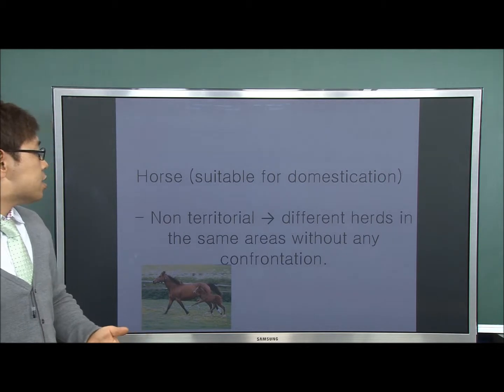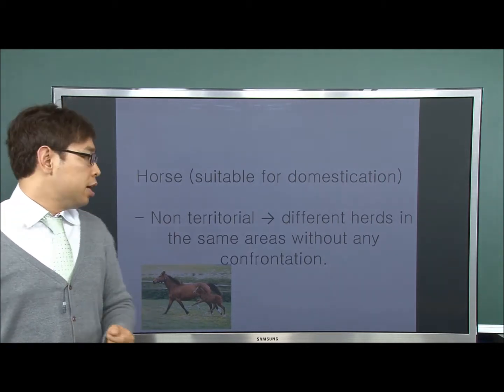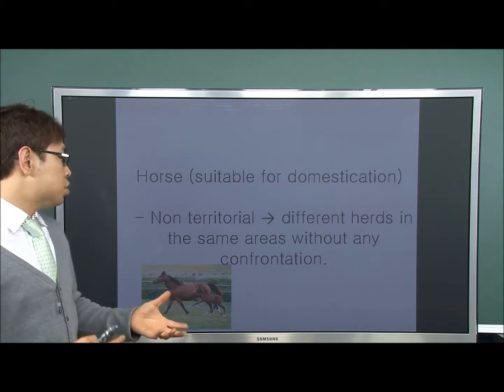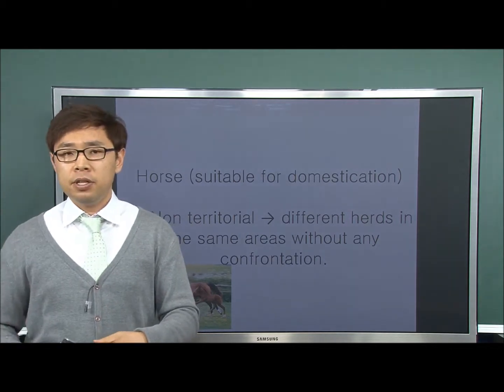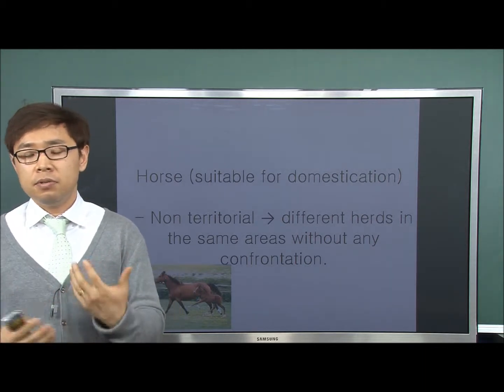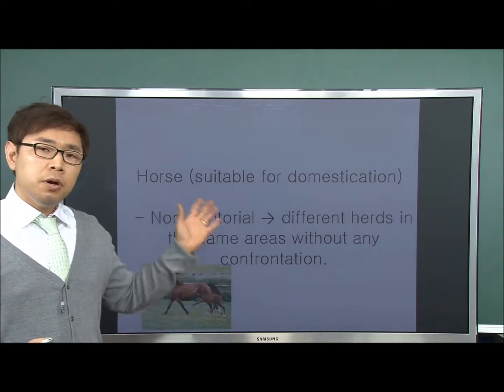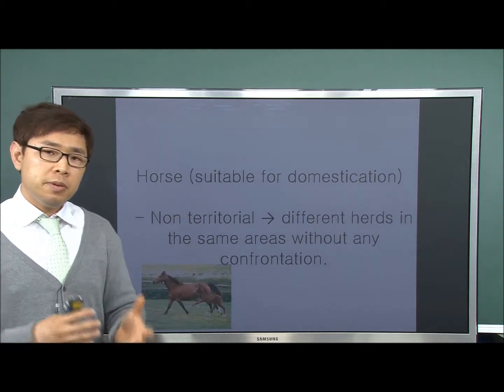Next, they're non-territorial, meaning that when different herds are in the same environment, they don't tend to fight with one another. They tend to live together. Upon these two reasons, they're easy to be domesticated.